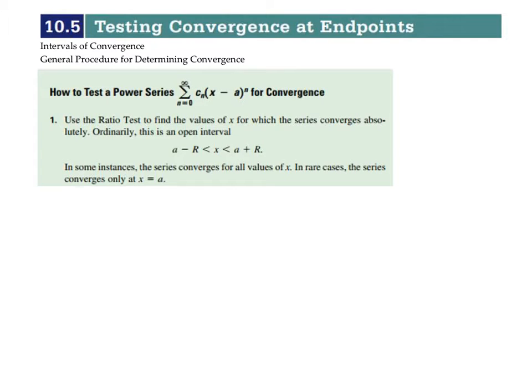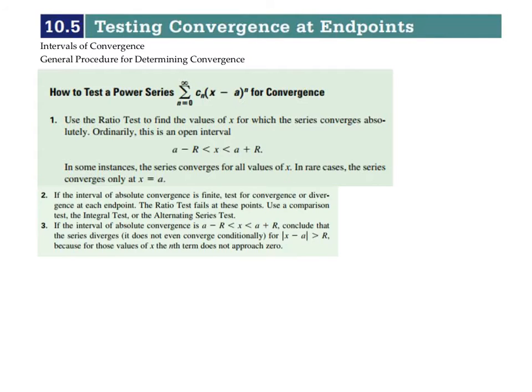When a power series of the form sum n equals 0 to infinity c_n (x minus a)^n converges, to figure out where it converges, we start by using the ratio test to find the values of x for which the series converges absolutely. Ordinarily, it's an open interval, r to the left and to the right of a. In some instances, the series converges for all values of x, and in rare cases, it converges only at x equals a. Once we've found the interval of convergence, we next test for convergence or divergence at each endpoint.